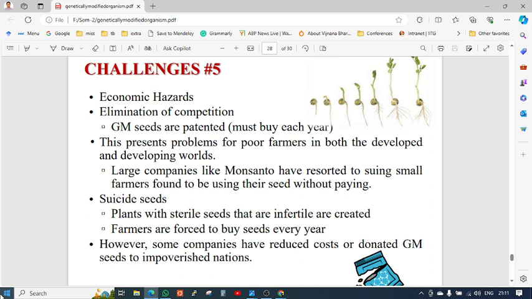So, elimination of competition. Competition is a natural process, but we are eliminating the competition of the natural process. We are interfering with nature, modifying the genes of natural processes. That is not good, and elimination of competition also takes place. For example, GM seeds are patented and must be bought each year. I already said, once genetically modified seeds are grown, each year you have to buy more, by giving more money. It's like a drug.